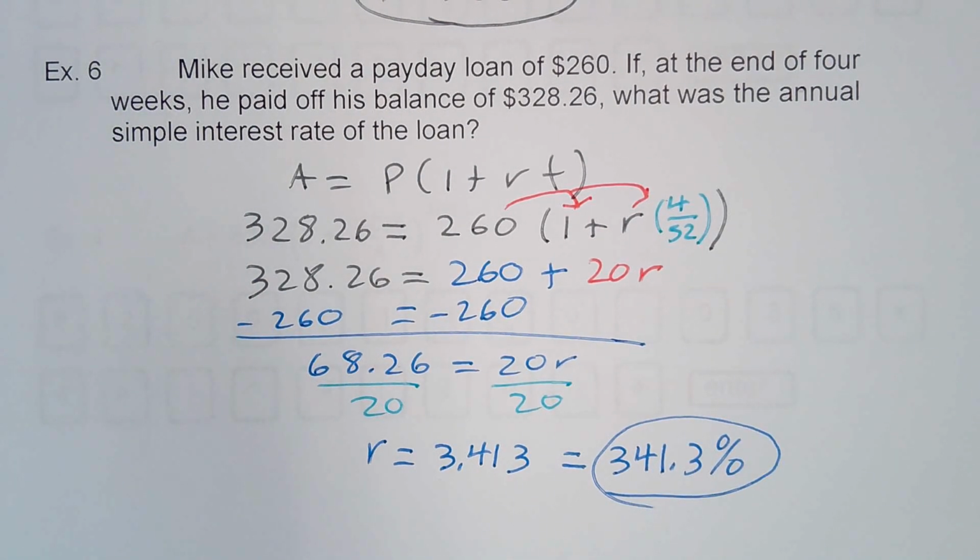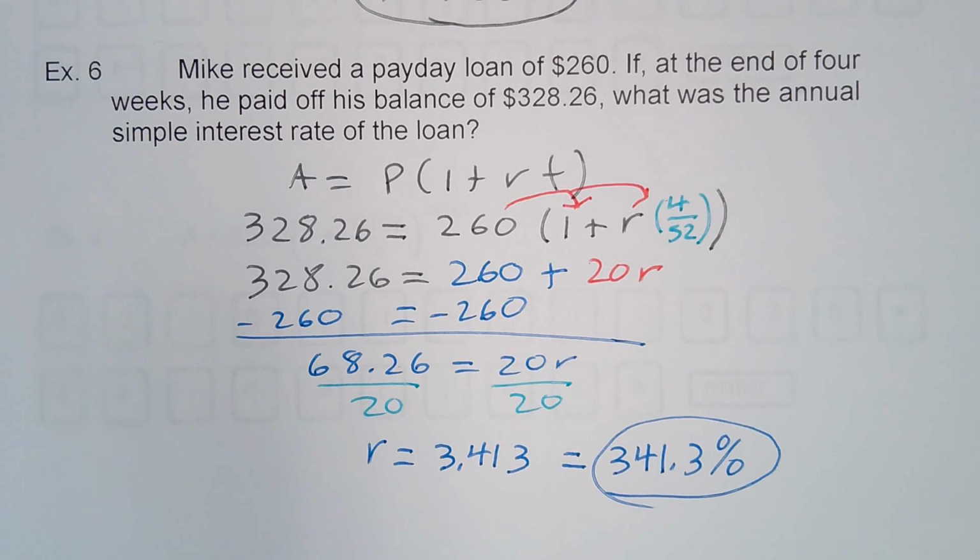That's a god-awful interest rate. And actually, what the state of Texas has done, they've limited the interest rate that payday loans can charge. So what they do is they just charge a fee, a processing fee or application fee. And that's how they get around it.